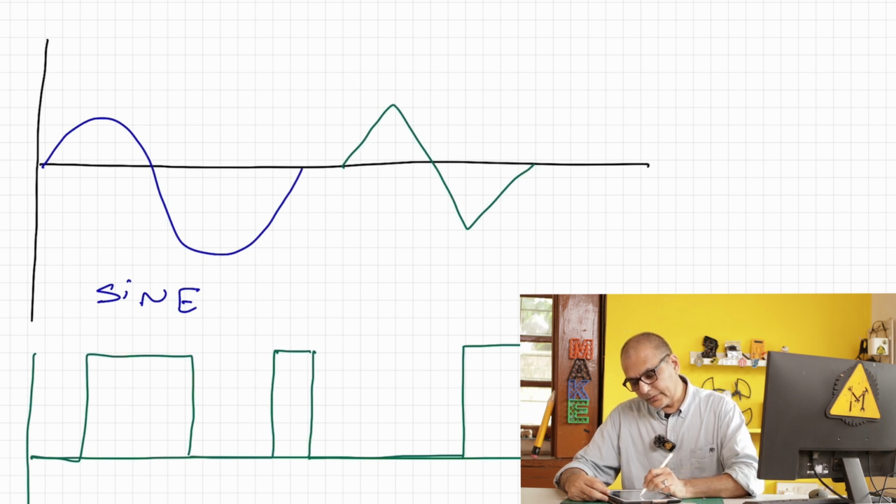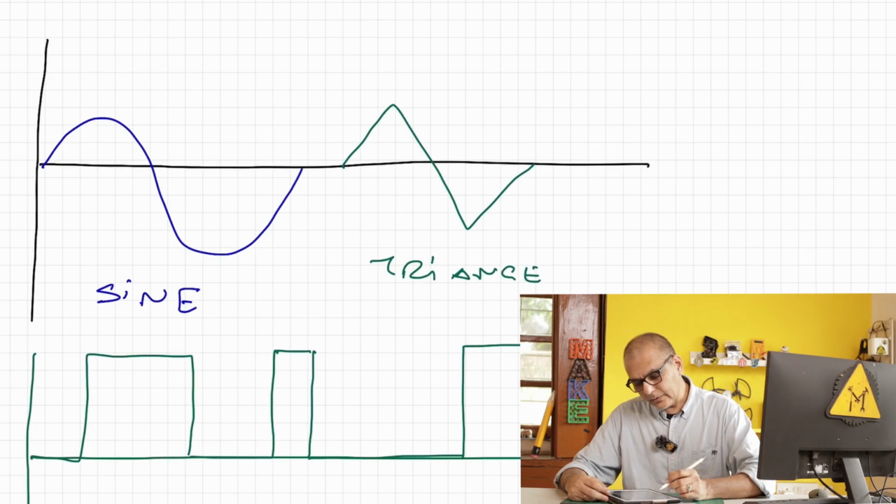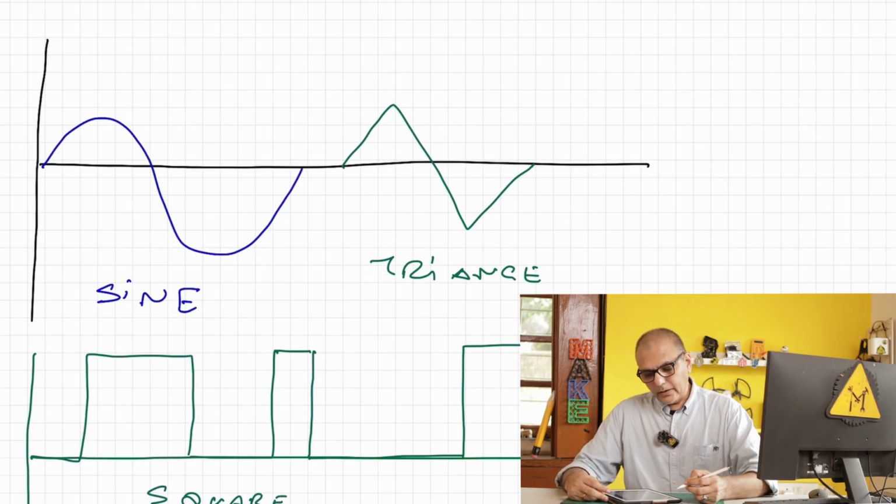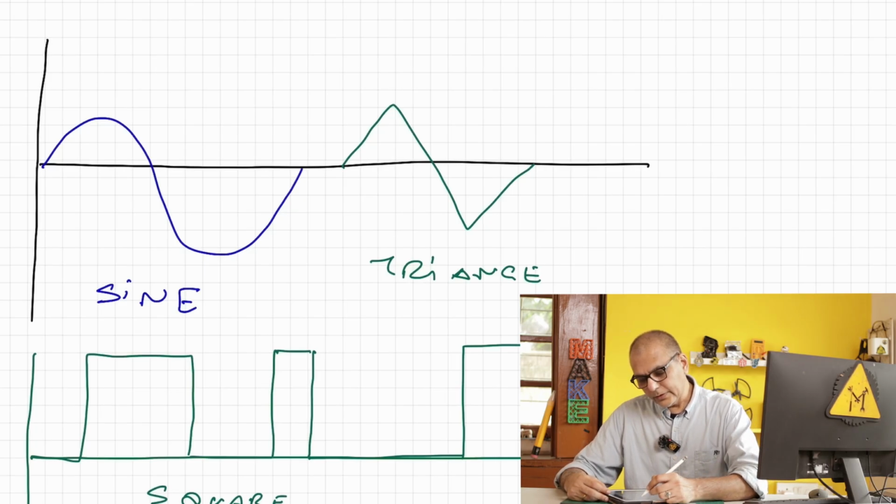So that's the triangle and that's the square wave. And you'll notice that with the sine and the triangle wave, I've drawn the waveforms as going in both quadrants, which is on the positive side and the negative side as well, but not the square wave.